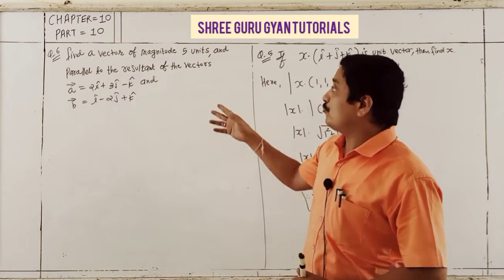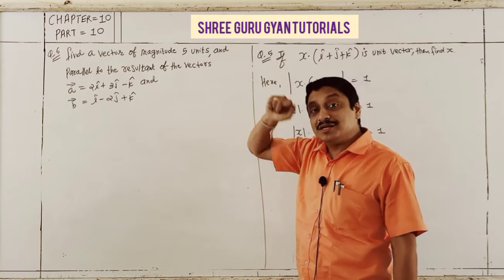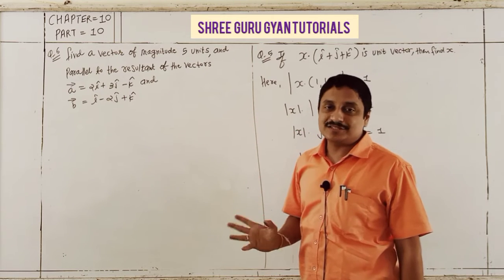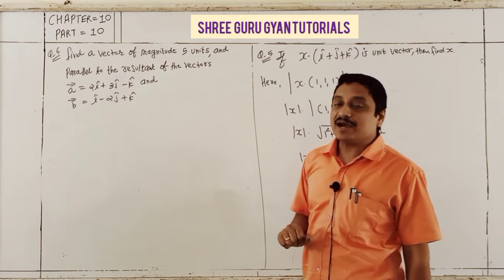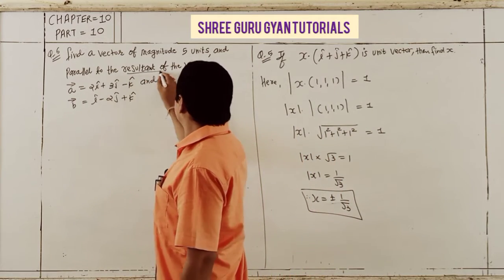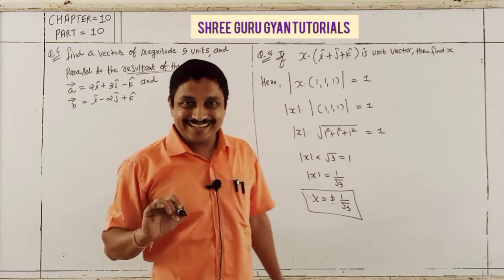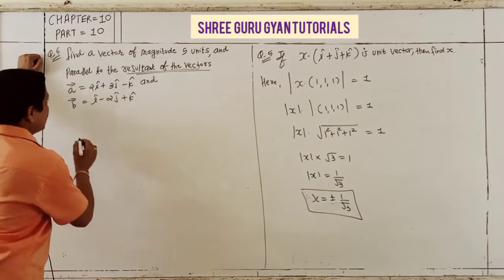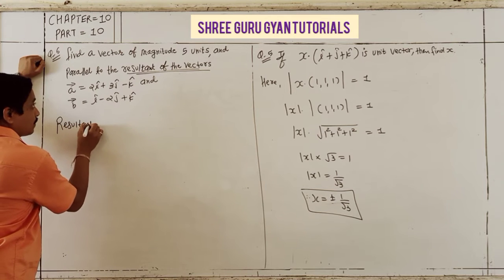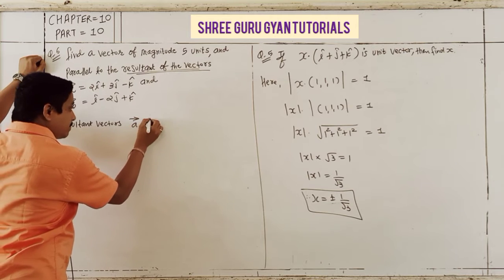Find a vector of magnitude 5 units and parallel to the resultant of the vectors A equal to 2i plus 3j minus k and B equal to i minus 2j plus k. First of all students, I define that resultant vector means both added. So the resultant vector means A plus B.